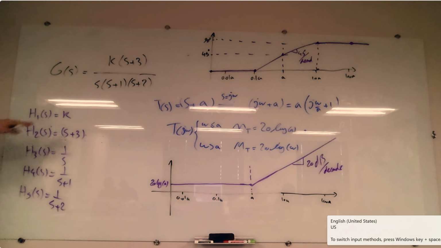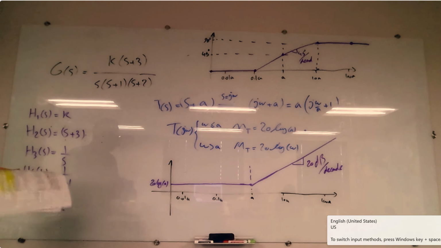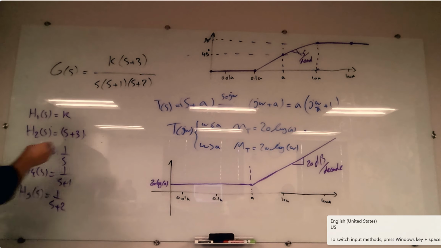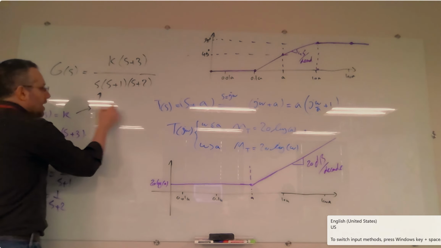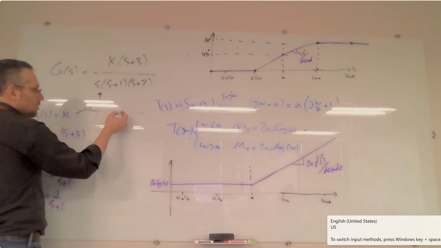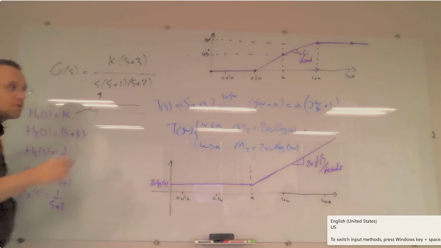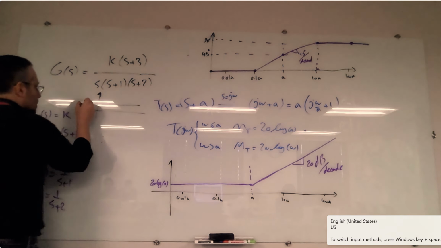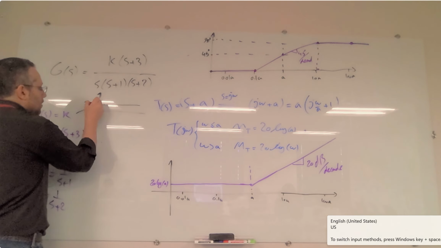Just one thing for the K, because it's very easy. It's not a function of omega, it's a constant number. So it's very easy to know that the magnitude of a constant number is going to be constant, because it's not changing with omega. So the Bode plot for the magnitude, regardless of the omega, is going to be a constant number, and that constant number is what? 20 log of k. So 20 log of k.